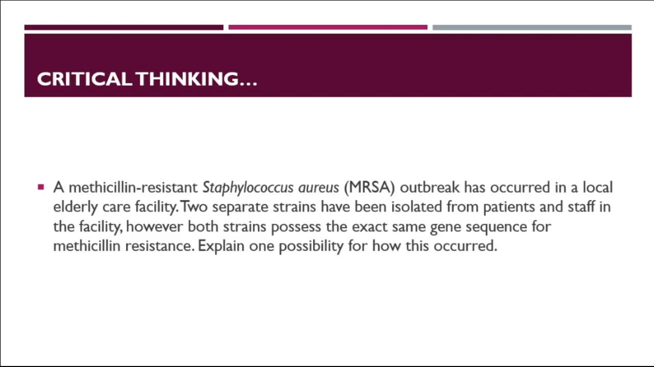So a methicillin-resistant Staphylococcus aureus, or MRSA, outbreak has occurred in a local elderly care facility. Two separate strains have been isolated from patients and staff in the facility. However, both strains possess the exact same gene sequence for methicillin resistance. Explain one possibility for how this occurred. So here is an example of a question that you might see on an exam. How would you respond to this question, knowing what you know now about horizontal gene transfer and genetic recombination?